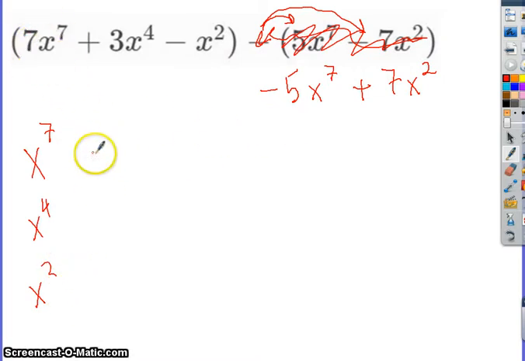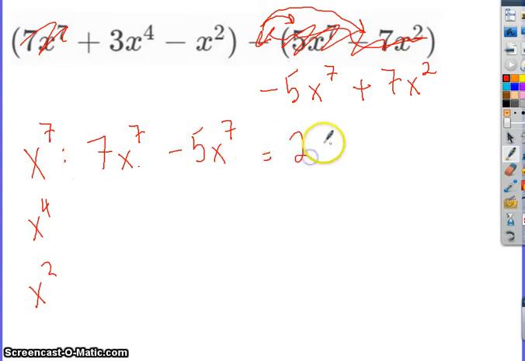So in the x to the 7ths, I've got 7 of them here, 7x to the 7th. I'm going to cross that out because it's taken care of. And then the other x to the 7th is here, 5x to the 7th. Now those are the same. They're like terms, and so I can count them together. 7x to the 7th minus 5x to the 7th is 2x to the 7th.